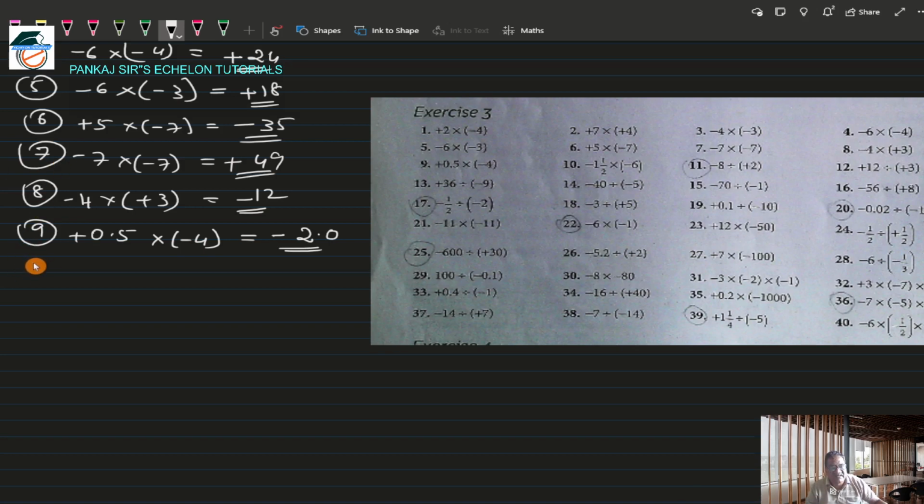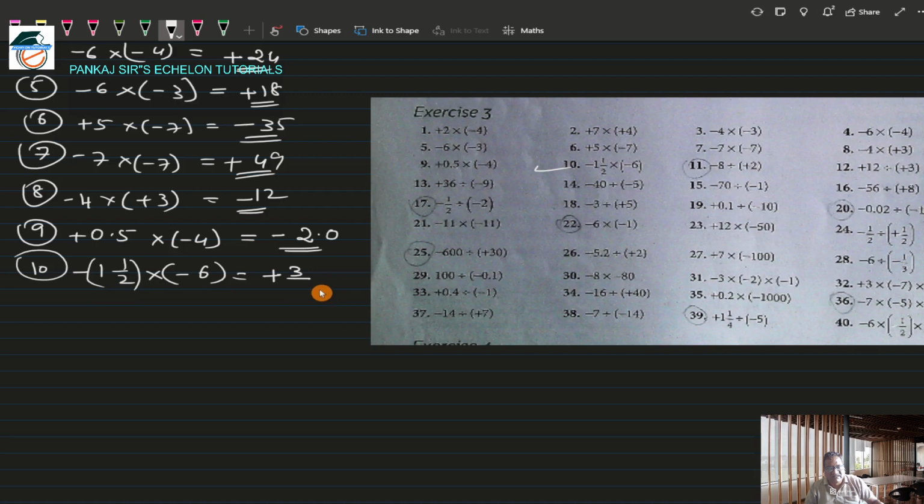And let us move on to the 10th one. 10th one is minus 1.5 times a minus 6. Okay. Now here you have two directed numbers with the same sign, minus. So minus into minus is plus. So answer will be positive. And this is a mixed fraction. So you have to convert it into an improper fraction. So this will work this way. 2 into 1 is 2. 2 plus 1 is 3.